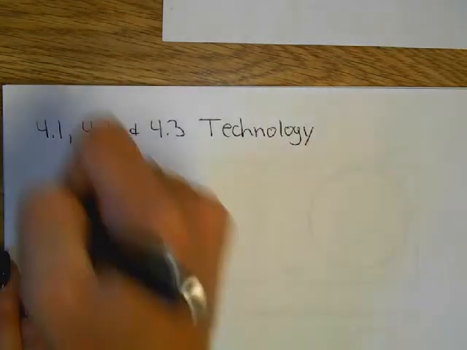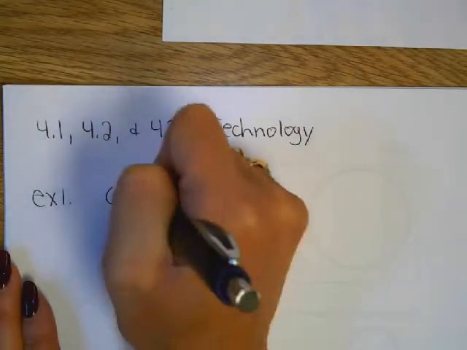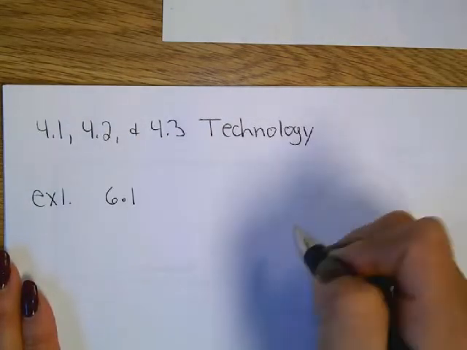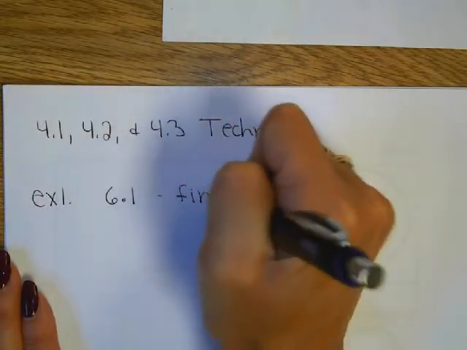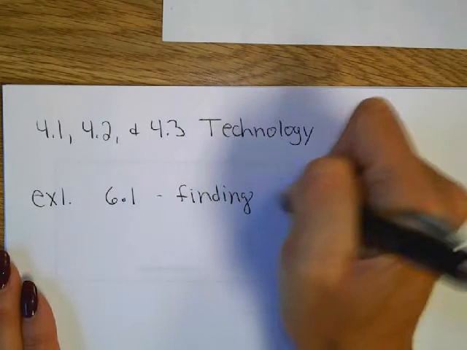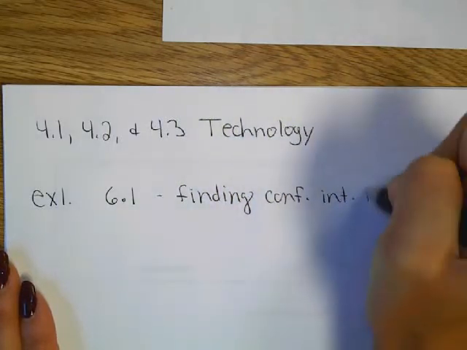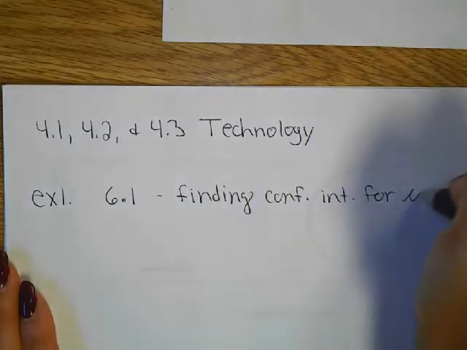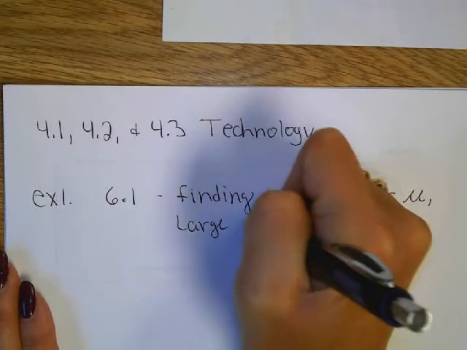So we'll go to our first one. It's going to be from section 6.1. And this was finding the confidence interval for large samples. So finding confidence interval for the population mean, large sample.